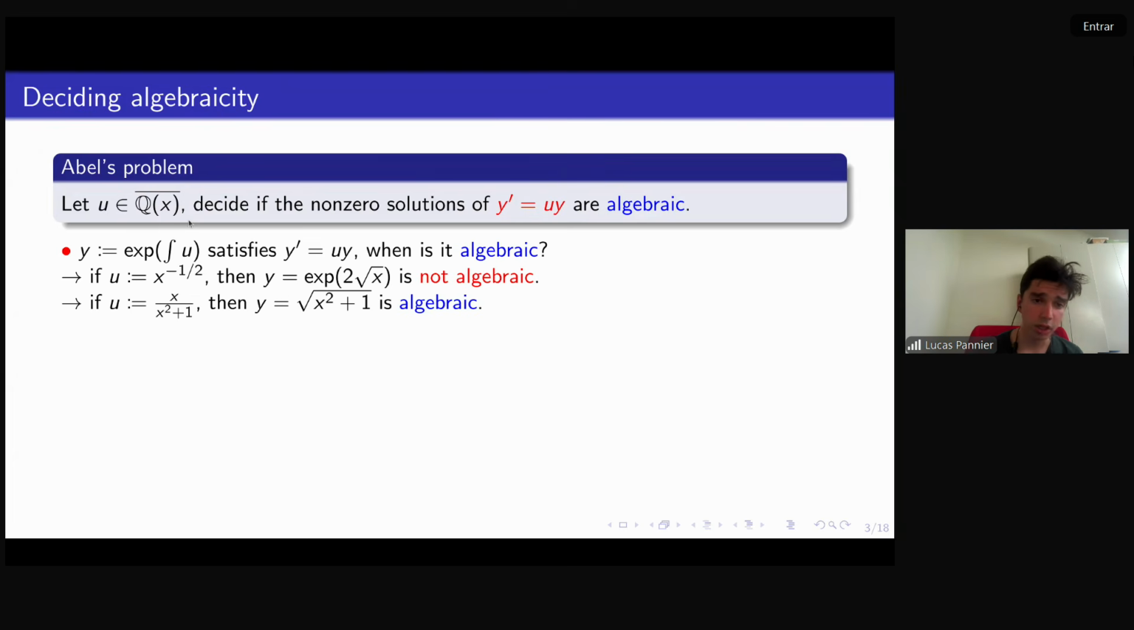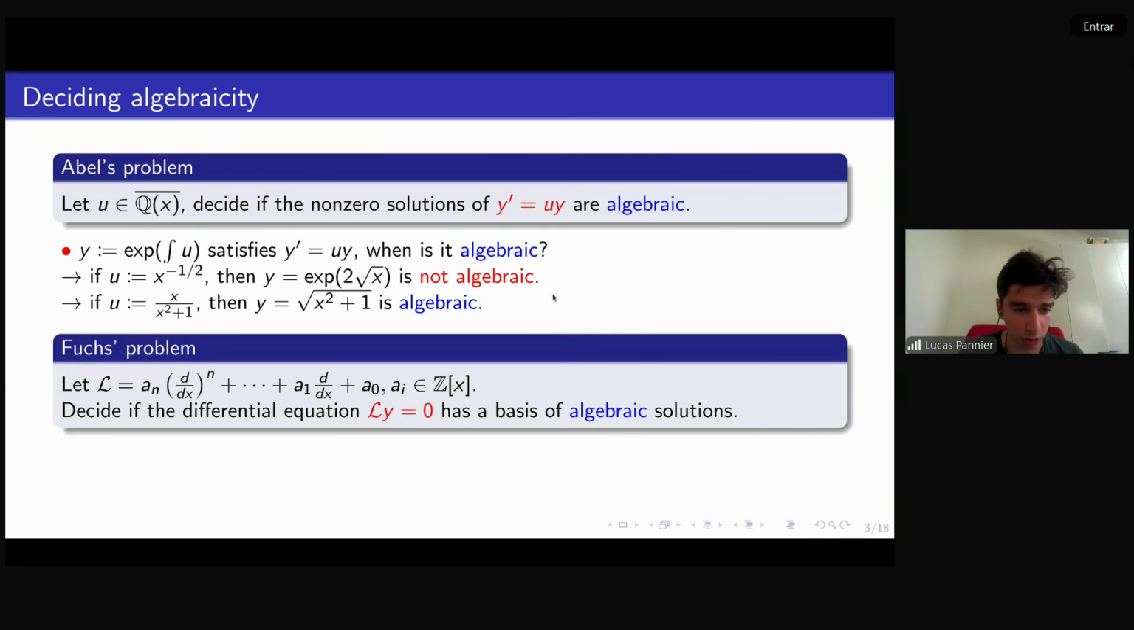So two examples. If u is equal to 1 over the square root of x, then the solution y is not algebraic. But if u is equal to this rational function, then y will be algebraic. So we see that the answer to Abel's problem is non-trivial.